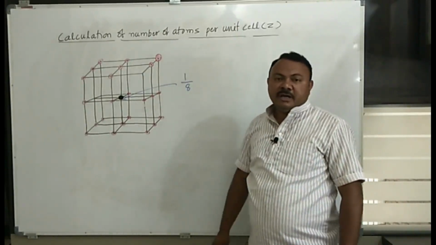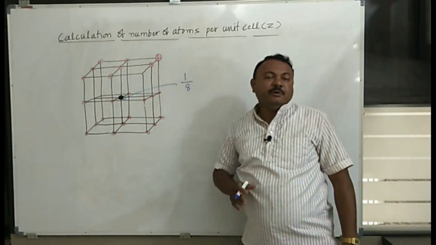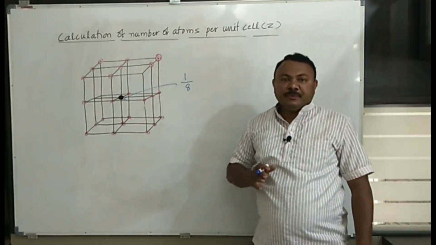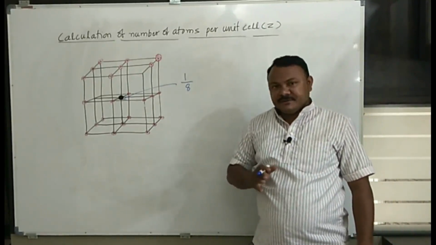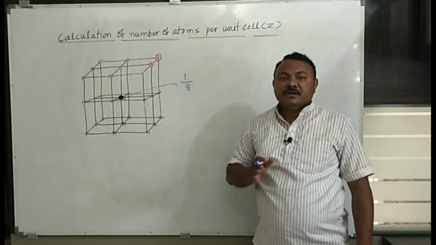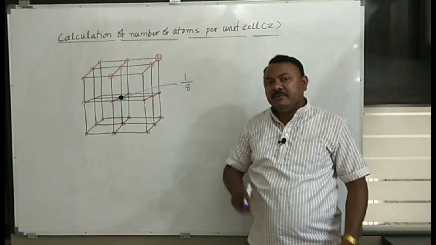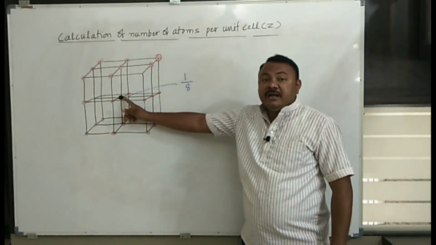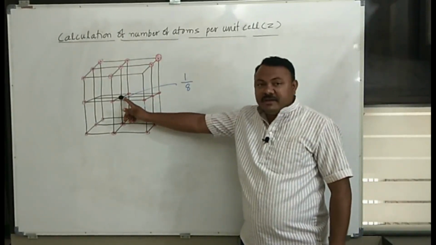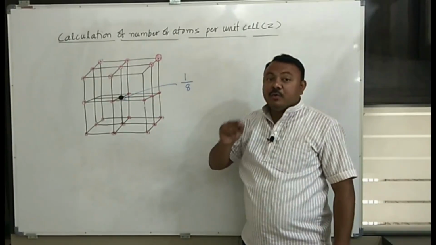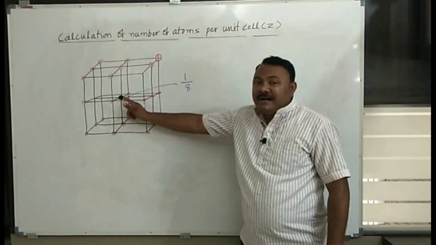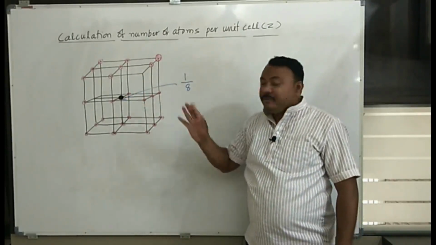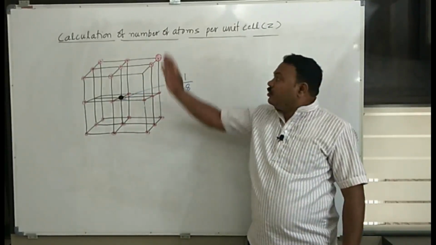Say for example, we have an apple and we are distributing the apple equally between 8 friends. So what do I have to do? I have to cut the apple into 8 pieces so that each person gets 1/8 part. In that way only, this corner particle is shared equally by 8 unit cells. Therefore, this gives 1/8 part for 1 unit cell. 1/8 part of every corner particle belongs to 1 unit cell. Remember all these points, we need this for the calculation.